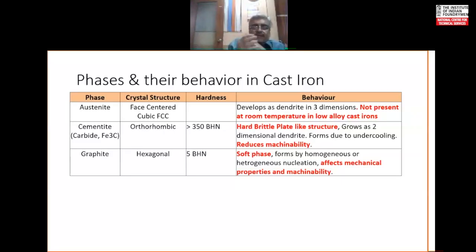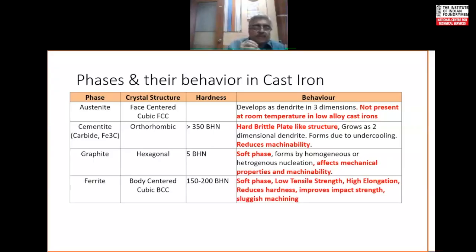Now, graphite, as we saw, has a hexagonal close-packed structure and it is very soft. The BHN is only 5. Graphite can form from the molten iron by either homogeneous or heterogeneous nucleation, and it affects the mechanical properties. The form and the size in which it comes out has a big impact on the strength properties that we get, as well as the machinability of the component that we have formed.